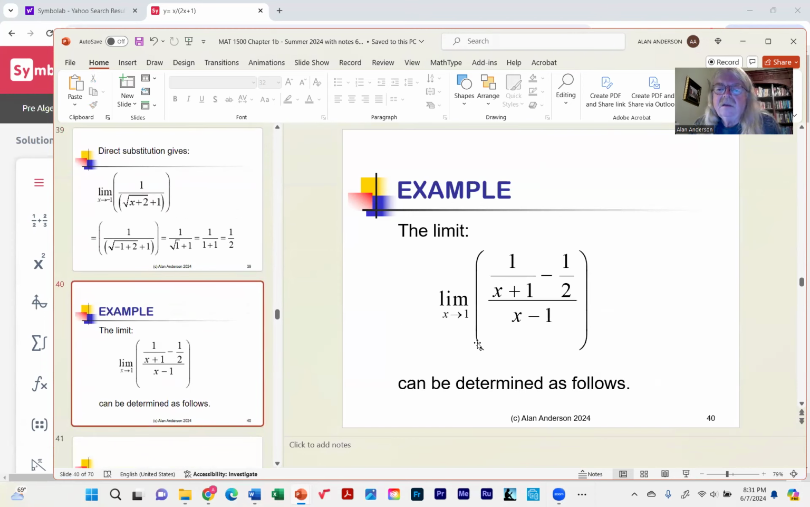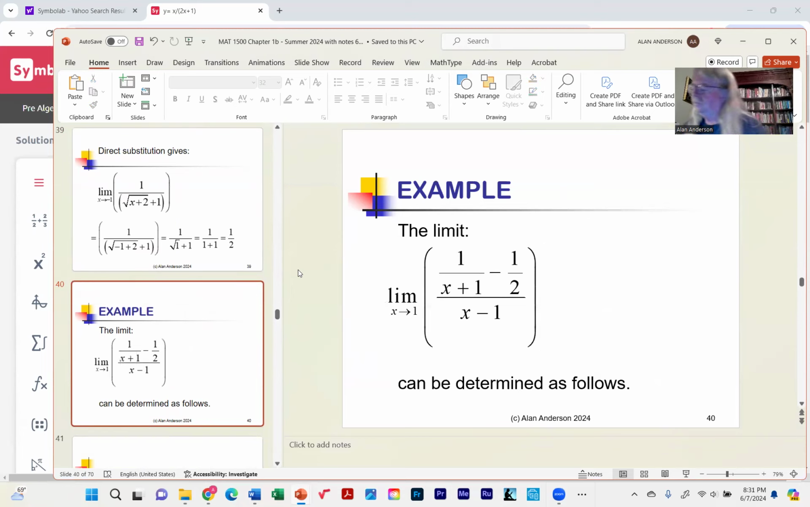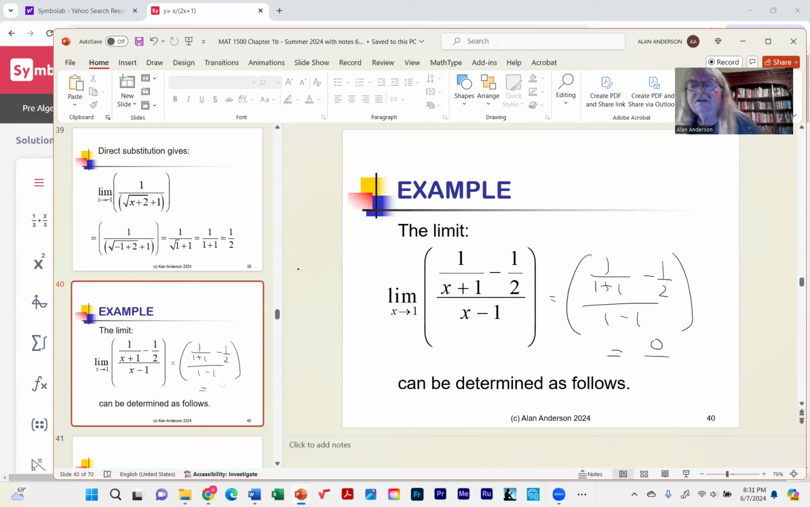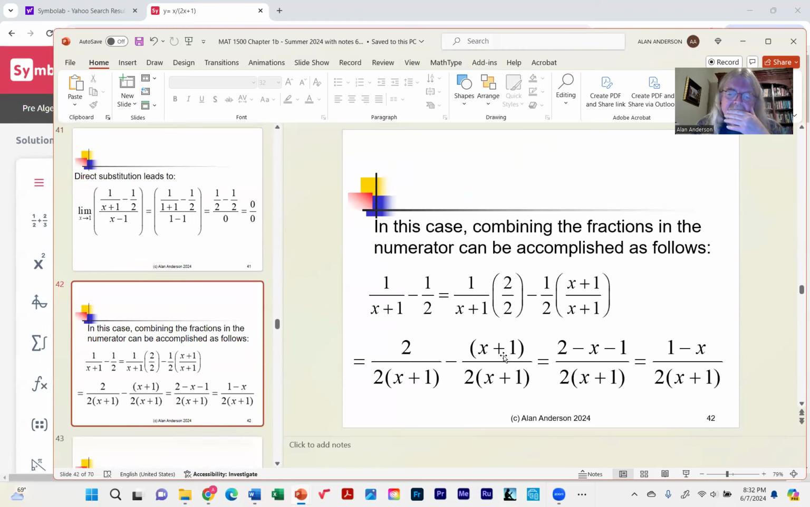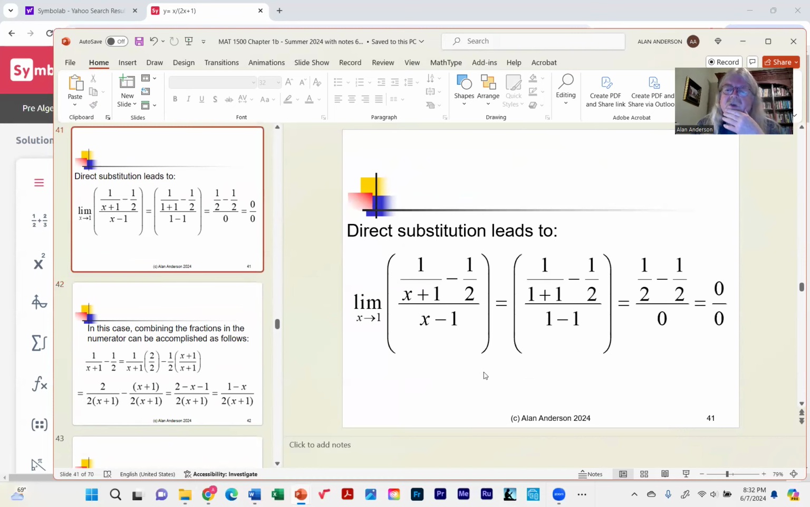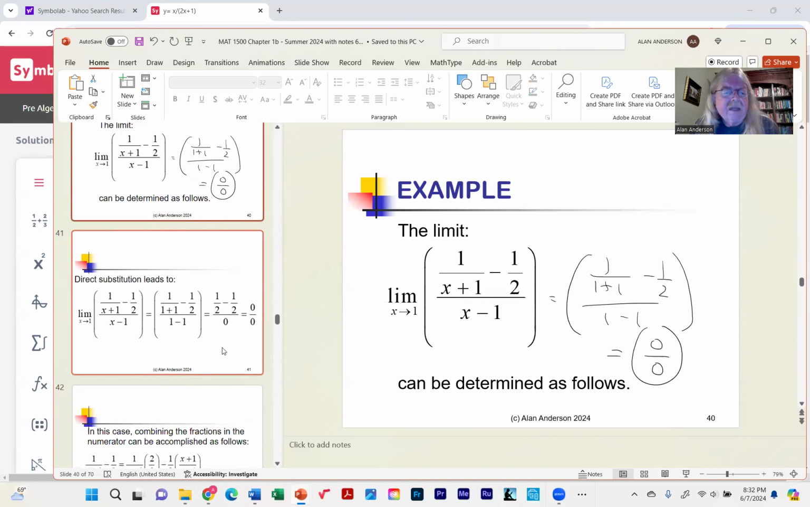So anyway, what about this one? Well, once again, if you plug in 1 directly, what do you get? 0/0. What do we do with this one? Well, one thing you probably should do is, at the very least, combine the fractions in the numerator just to see what happens. All right, let's do this right now and see what happens.